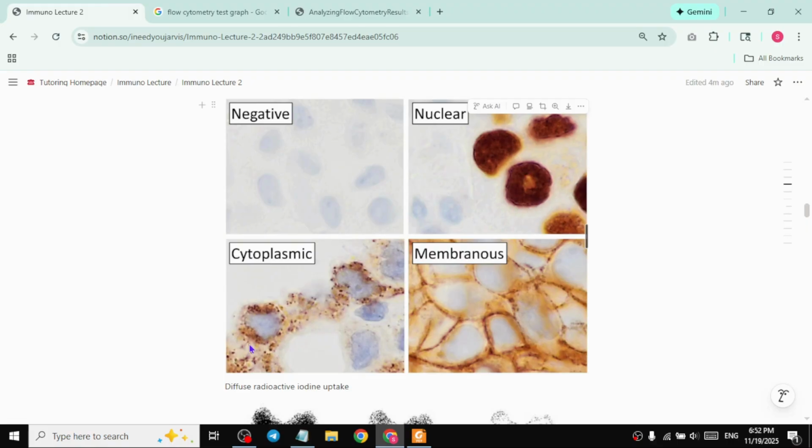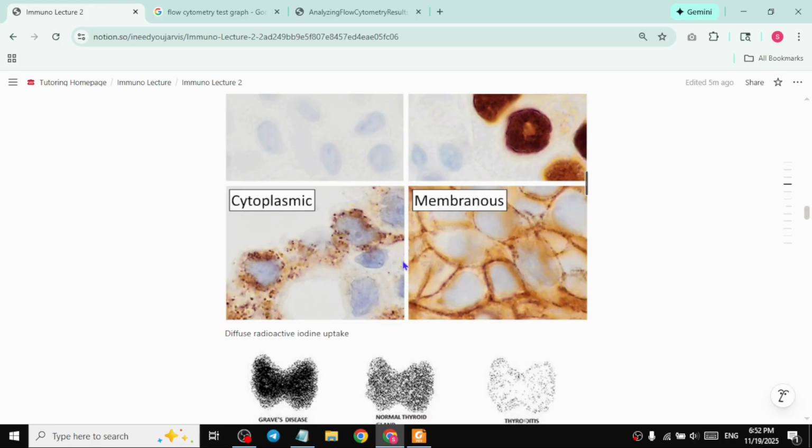Here, the cytoplasm, okay? Here it's membranous, so the membrane is being destroyed, right? So some protein in the membrane is being destroyed. So you see, this is very pinpoint accuracy of exactly where these antibody targets are, okay?